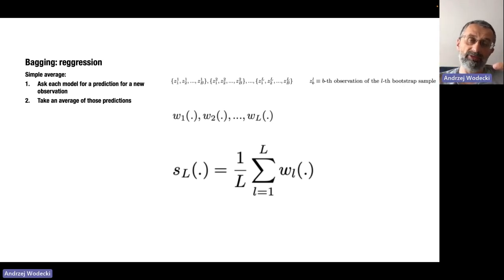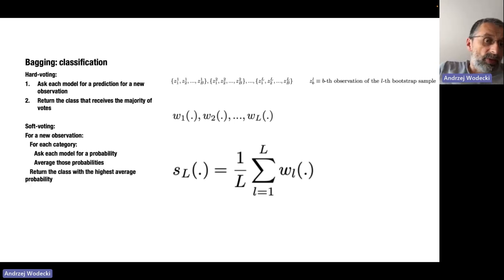For example, for the flat with the square surface of that size in the given area, etc., is, let's say, 50,000 US dollars. So we have 10 models. Okay, so we ask each model separately for the prediction and take the average. Very simple thing. So for regression, there's no sophistication. It's a bit more sophisticated for classification.